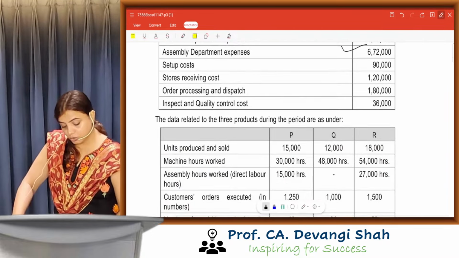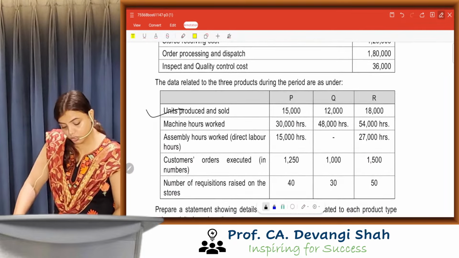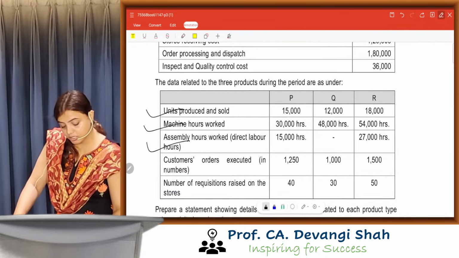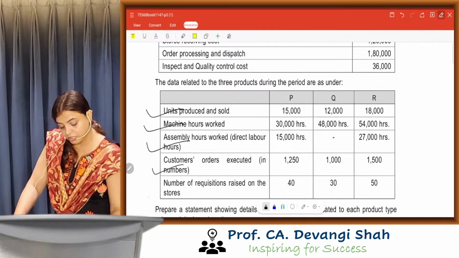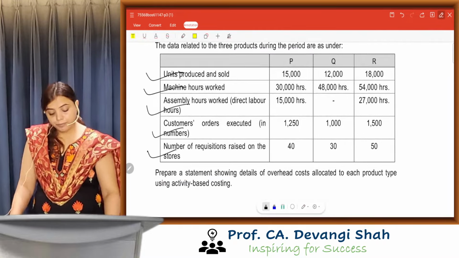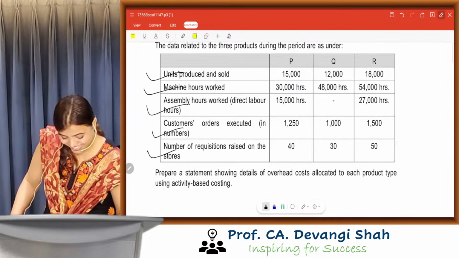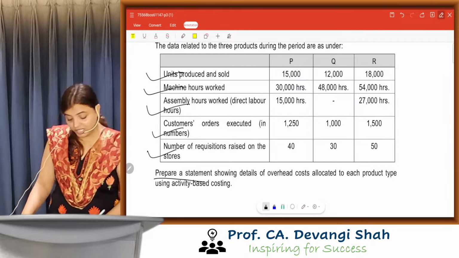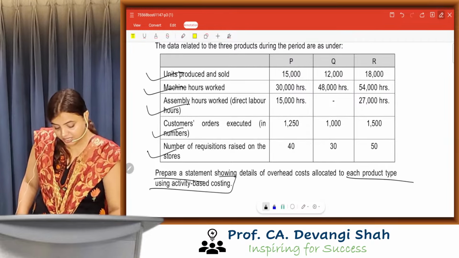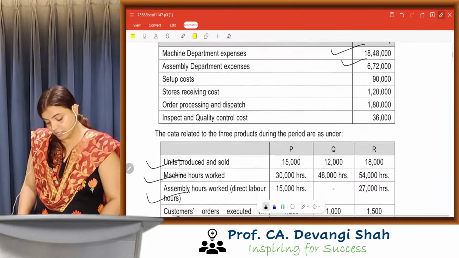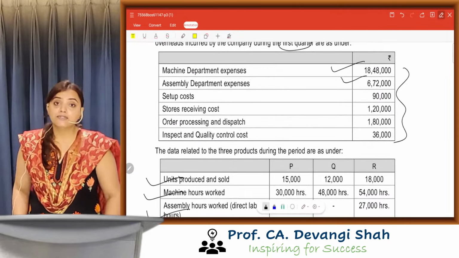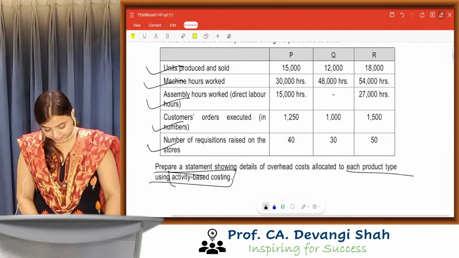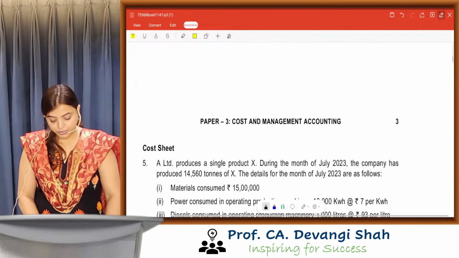The data related to the three products are given. We have produced and sold these many units. These are the machine hours, these are the assembly hours. Customers or orders executed in numbers, number of orders, number of requisitions. Prepare a statement showing details of overheads cost allocated to each product type using ABC. Means the list of overheads is known. You have to charge this cost to P, Q, R. This is the question. How are you going to do this?